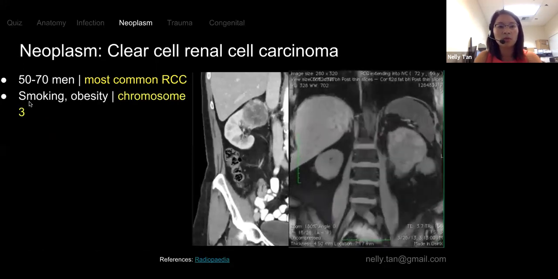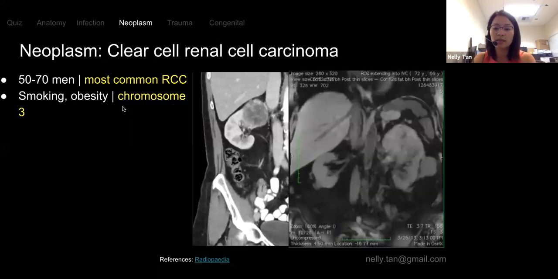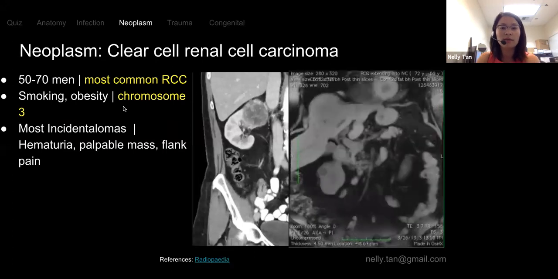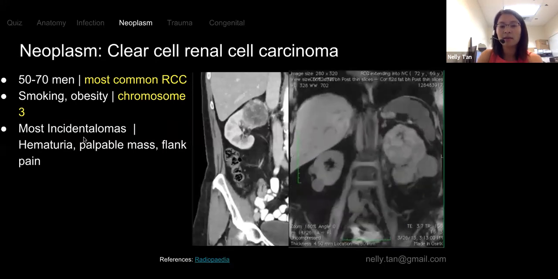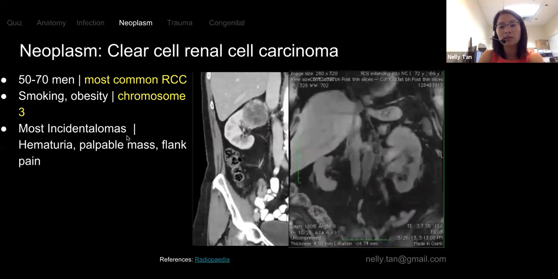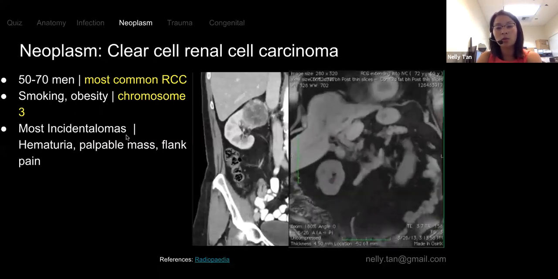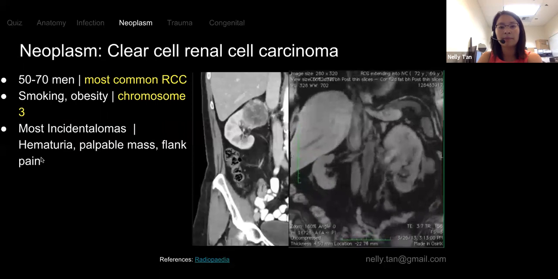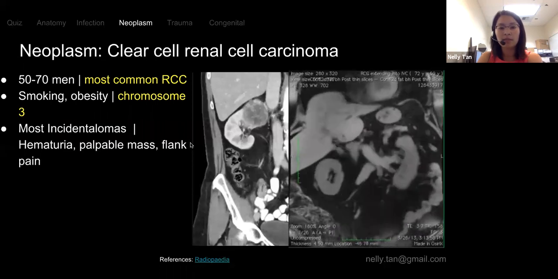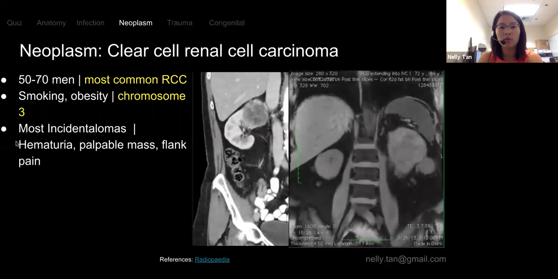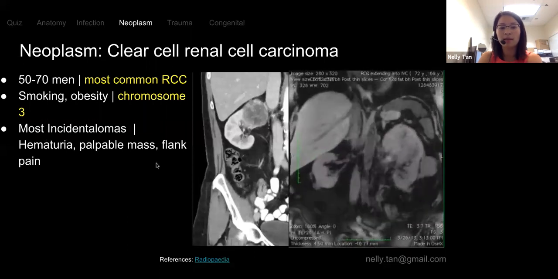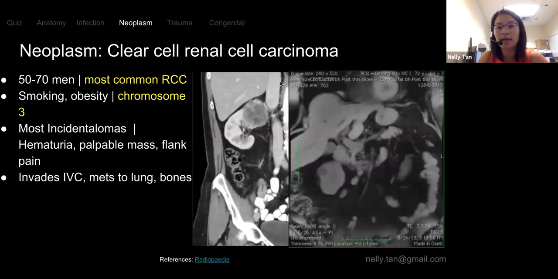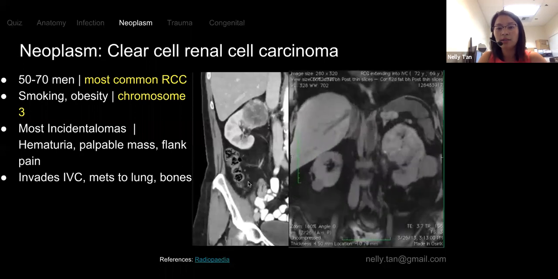Risk factors, so smoking and obesity will increase risk. It's on chromosome 3. Because of the advent of CT, most of the findings now are found incidentally, and incidental lesions are called incidentalomas because we do CT so much in the ERs and whatnot that most are found accidentally. So we don't actually see them present this typical way anymore, which is hematuria, palpable mass, and flank mass. It can invade the IVC. So here is a CT, and what do you see on the CT?